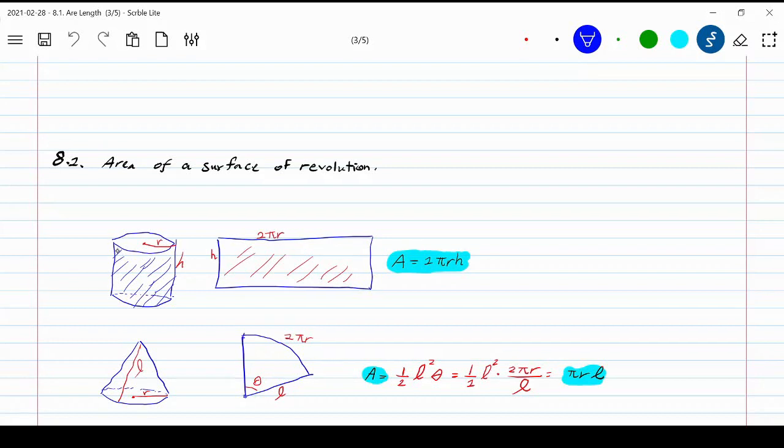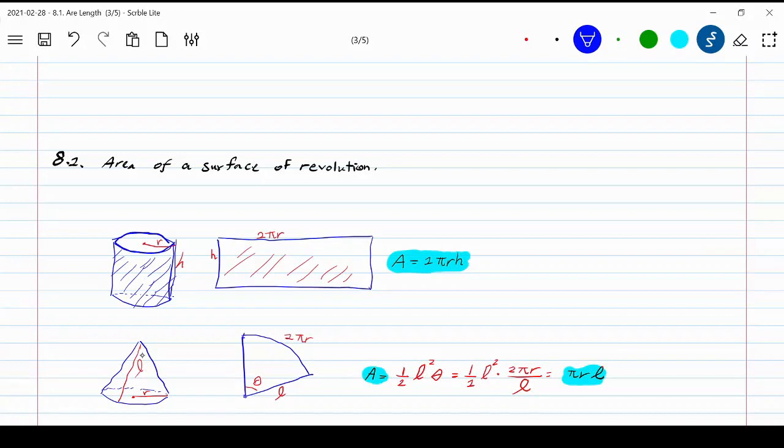If you have a cylinder with radius r and height h, then the surface area around the cylinder is basically, you can cut through somewhere here and open it up. It's just a rectangle where the height is h and the length is the perimeter of the circle, which is 2 pi r. So the area would be 2 pi r times h. This is if you're dealing with the cylinder.